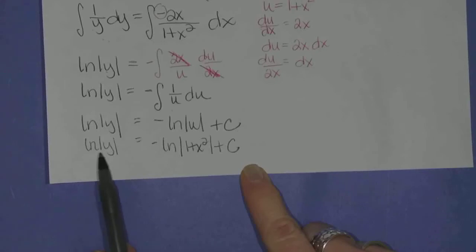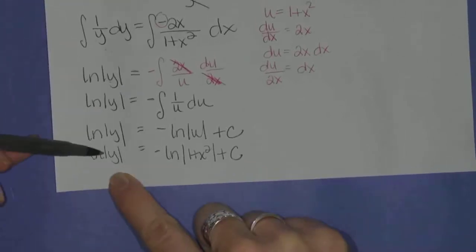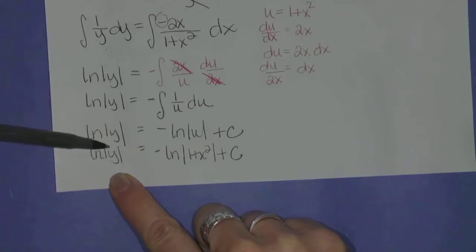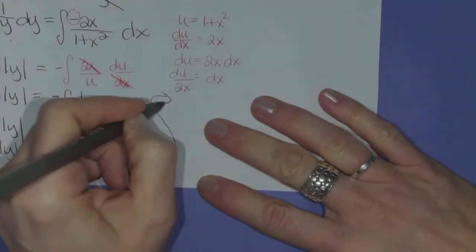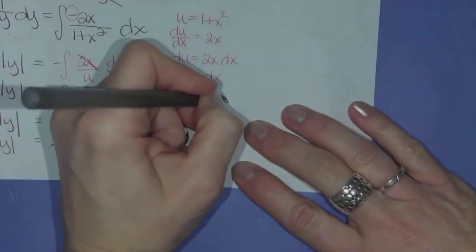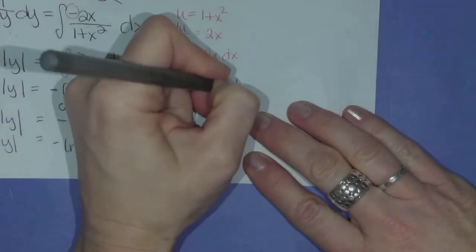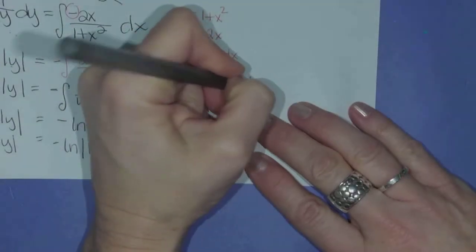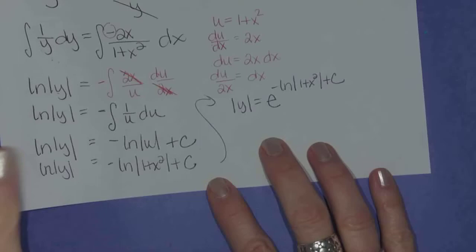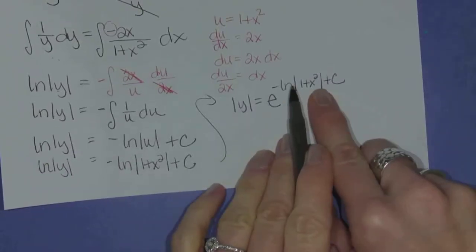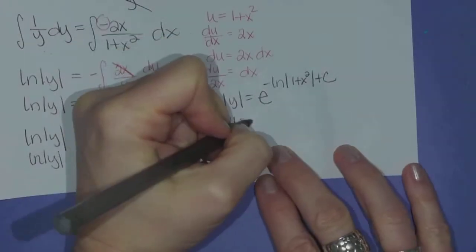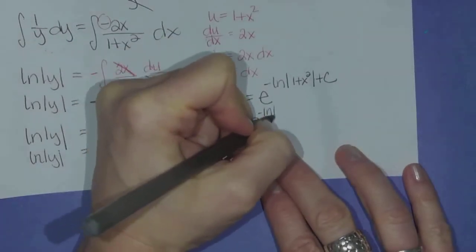And now I'm going to solve for y. So I know that e raised to all this over here equals y. So I'm going to do that next. So absolute value of y equals e raised to the negative ln of the absolute value of 1 plus x squared plus c. And e to any power is going to be positive, so I'm going to drop the absolute value bars and just write it like this.